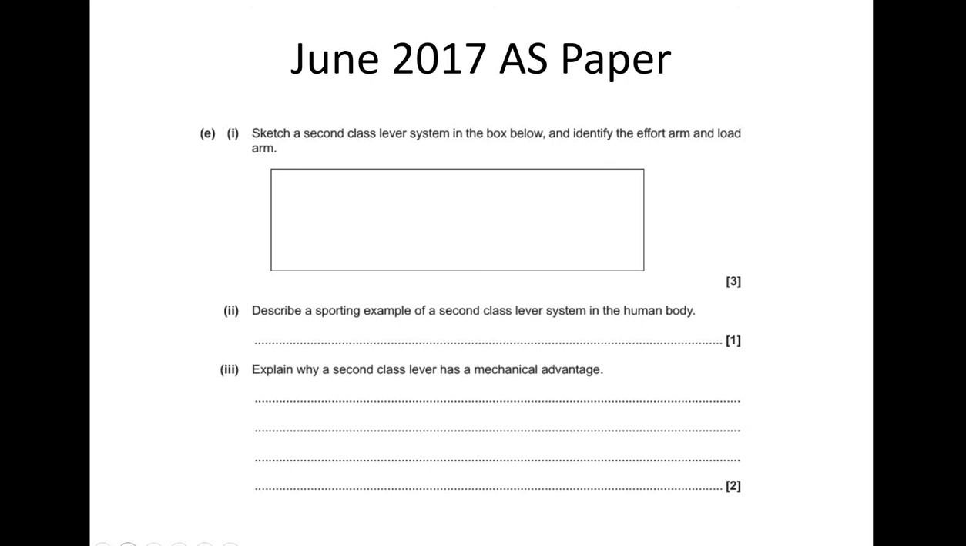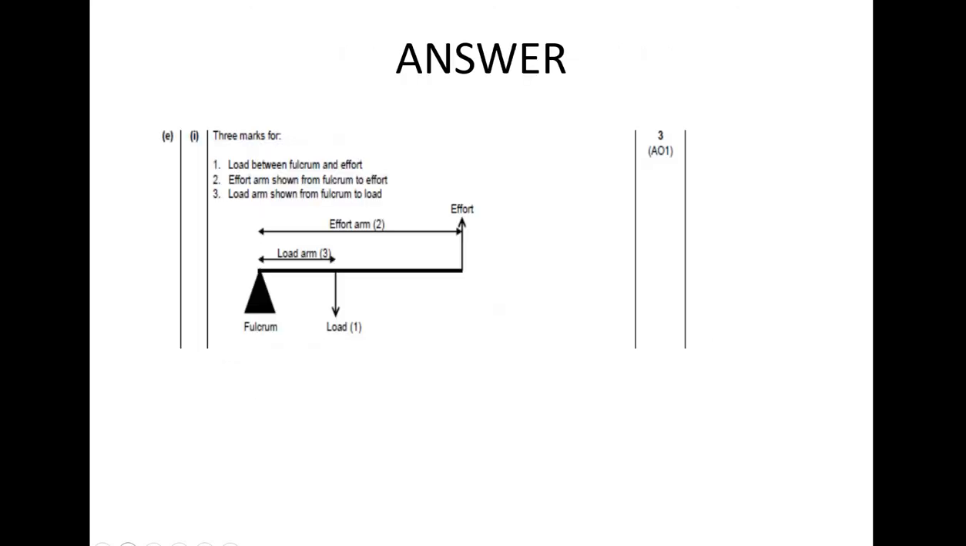Okay, so the answers. So the first question: sketch a second class lever system in the box below and identify the effort arm and load arm. So the answer here, you get 1 mark for having the fulcrum, the load and the effort in the correct order, and remember the load arrow has to go down and the effort arrow has to go up. So that would get you 1 mark. You get 2 marks for saying that the effort arm is from the fulcrum to the effort, and then you get 1 mark for saying that the load arm is from the load in the middle to the fulcrum, and that's how you'd get your 3 marks.